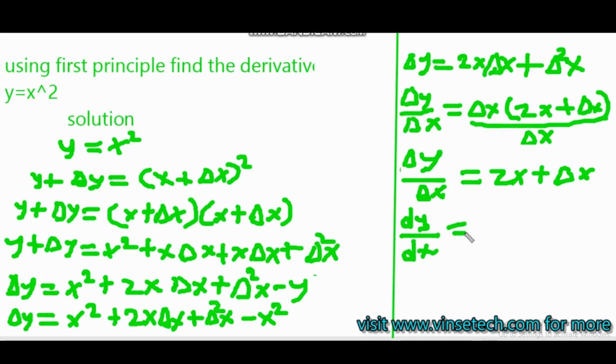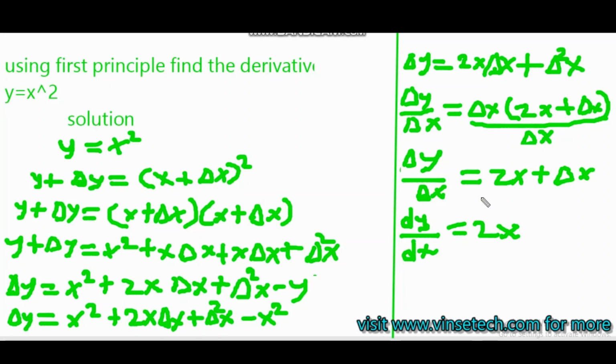is equal to, the 2x does not have any delta x value. The 2x does not have delta x, so we have to write it the way it is. This other one, look at the cursor, you see the other one, delta x. Like I said, taking the limit as delta x tends to 0, so we have to remove this delta x as it tends to 0. So what we are left with is 2x, which is the final answer.